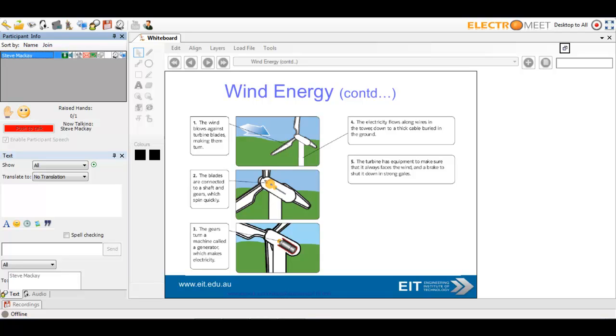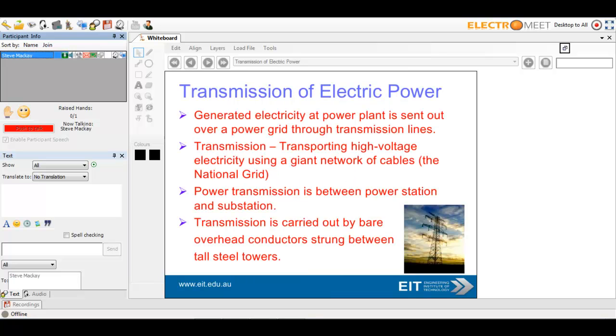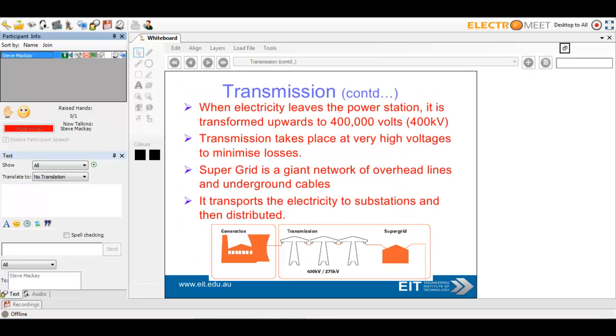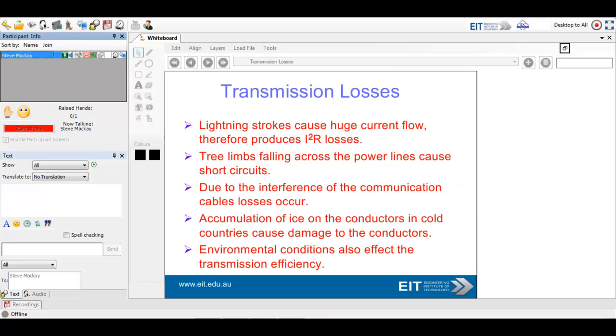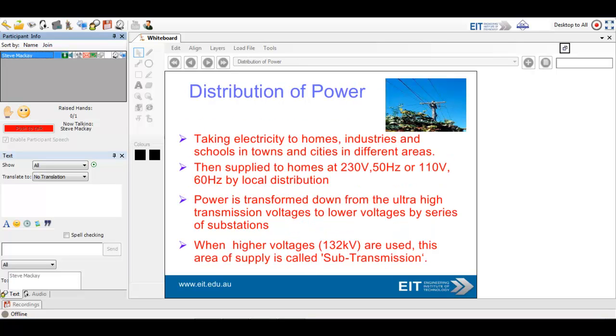Unfortunately, wind energy does have a few challenges with environmental pollution in terms of the view of the householder or the rural folks. Probably a little bit compromised. Transmission of power is the next thing, typically at 400 kilovolts, very high voltage to minimize the I squared R losses. Transmission towers are critical, so it's quite a big, strong mechanical engineering component there, and you can imagine what happens with power lines during snow and ice storms.